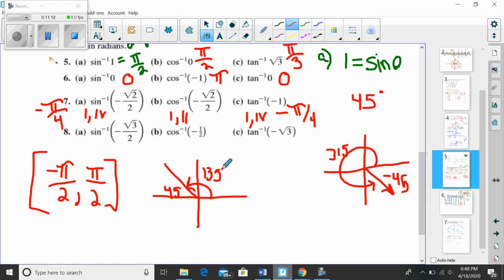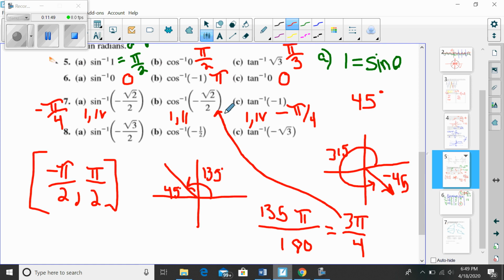And you're supposed to be answering in radians. Okay, so I can take 135 degrees and I can change it into radians by multiplying it by 1 in the form of pi over 180. And if I divide numerator and denominator by 3, that would simplify to 3 pi over 4. All right, for letter B, this is the answer right here.